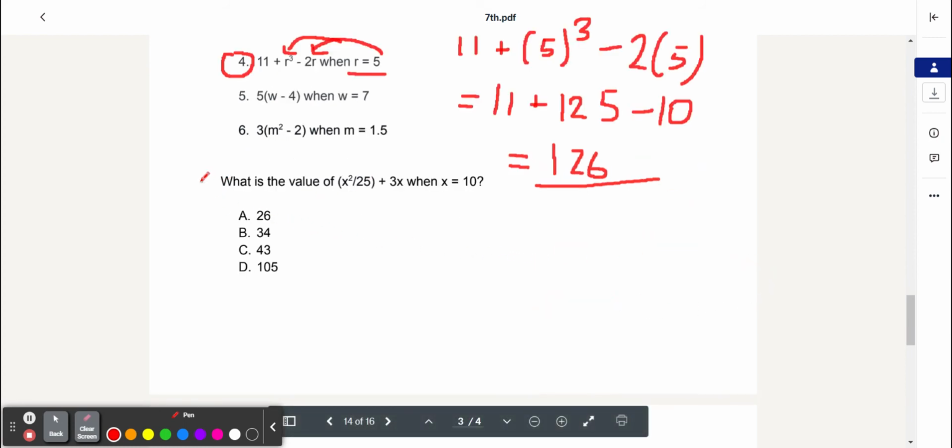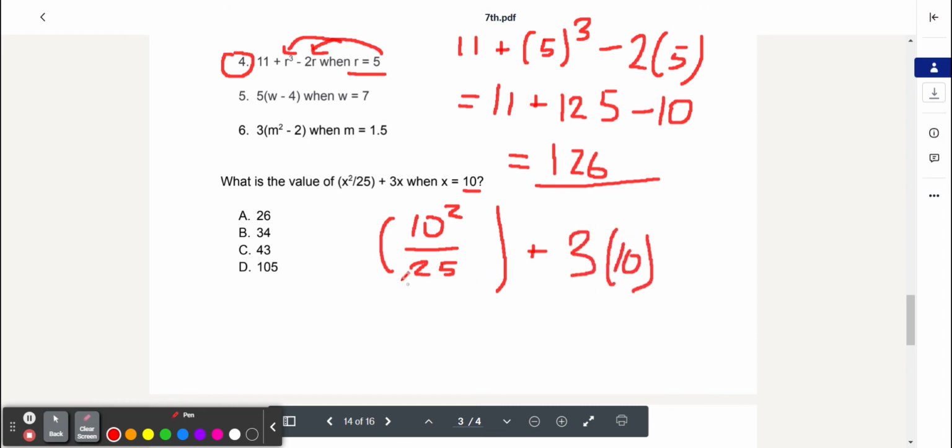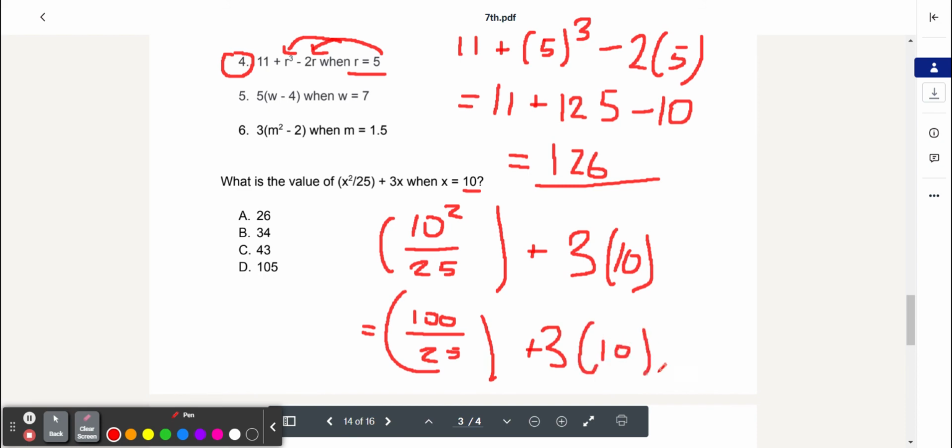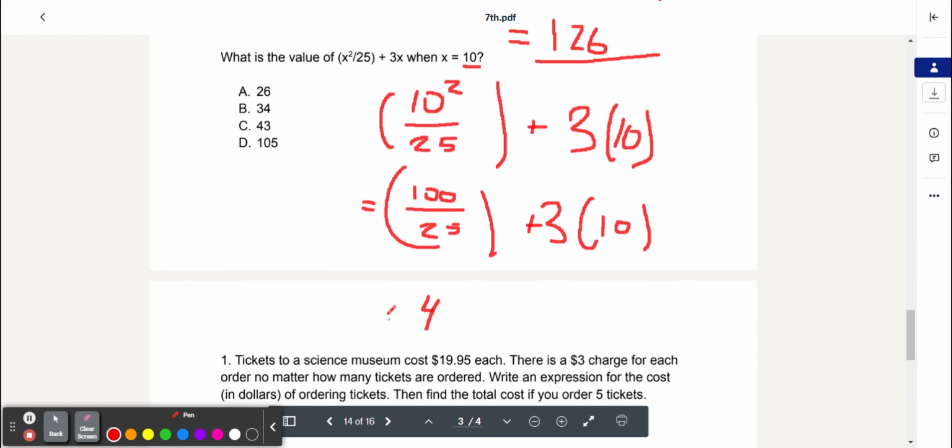We can also try this problem over here. What is the value of x squared divided by 25 plus 3x when x is equal to 10? So just like before, we plug it in. So we have x squared divided by 25, all of that, plus 3x, which is 3 times 10. So in the parentheses, we do the exponents first. So we have 100 divided by 25, and then 100 divided by 25 is, of course, 4.